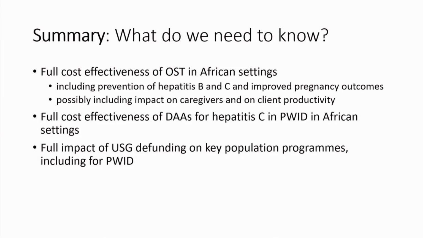What we don't know is the full cost-effectiveness of OAT in any African settings. We have not done any such analysis. This would have to include the effects of preventing hepatitis B and C and improved pregnancy outcomes in PWID, and would also need to include the impact on caregivers' productivity as well as clients' own productivity. We also haven't done a full cost-effectiveness analysis of direct-acting antivirals for hepatitis C anywhere in Africa. And of course, we don't know the full impact of the US funding cuts on key population programs at this stage. We have scattered data available. We heard a bit about it in the last session. But in particular for PWID, the data is not there.